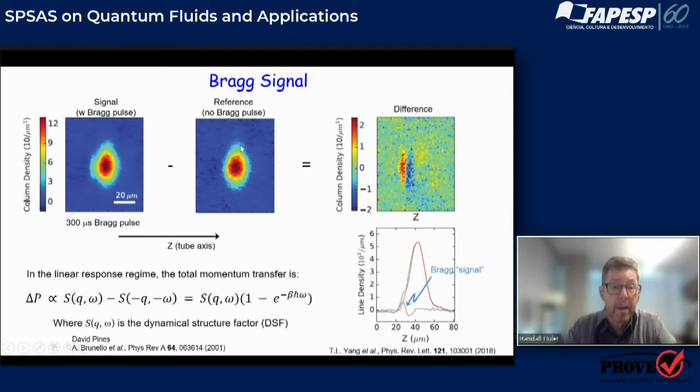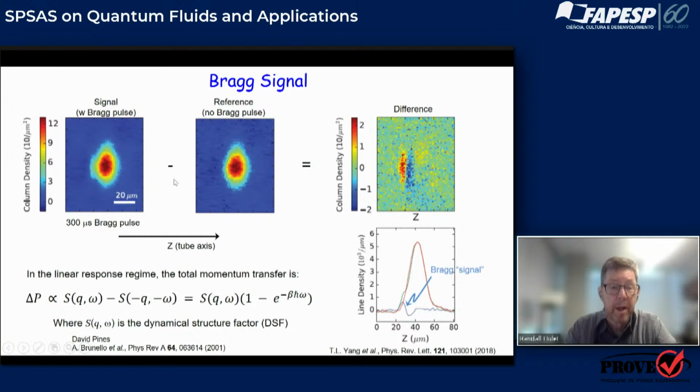So if you take an image, after time of flight, of the atoms that are in this bundle of tubes, you get a column density image that looks like this. And in this image, the tube direction is horizontal, going across the page here. So here's the tube axis, calling it Z here. And now let's turn on the Bragg pulse. So we'll turn on those two laser beams at a small angle. We turn them on for about 300 microseconds. And you can see that there's something going on.